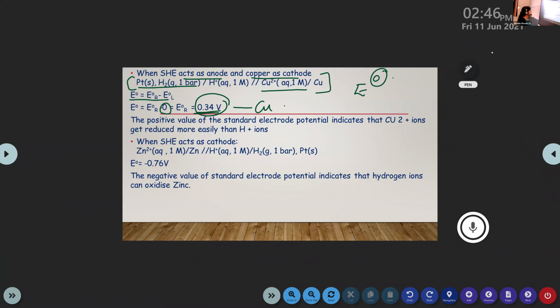Okay, then the next one, when the standard hydrogen electrode acts as a cathode. In the previous case, standard hydrogen electrode acts as anode. Here it acts as cathode because it is going to pair with zinc. So here the cathode is standard hydrogen electrode and the zinc is anode. Clear? SHE, that is standard hydrogen electrode, acts as cathode and zinc acts as anode.